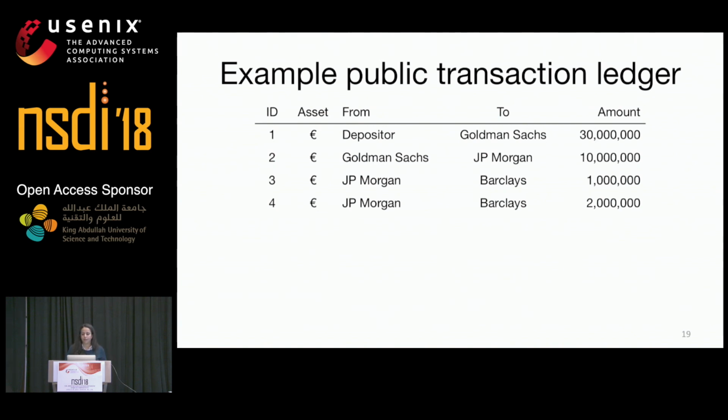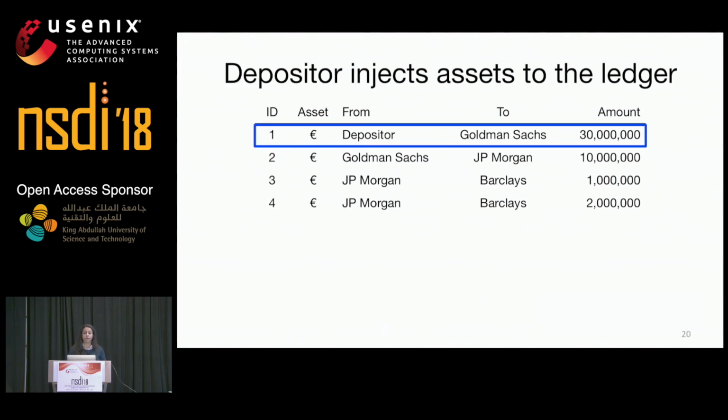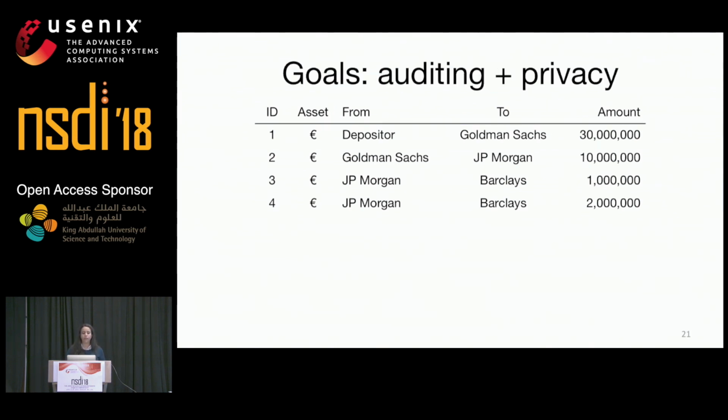The first transaction is a deposit. So in zkLedger and in many other ledgers, there are certain parties that are allowed to create new assets on the ledger. For example, a central bank might be allowed to create euros on this ledger. Here, a depositor is issuing 30 million euros to Goldman Sachs. Then, Goldman Sachs is transferring some of these euros to JP Morgan, who then transfers them to Barclays.